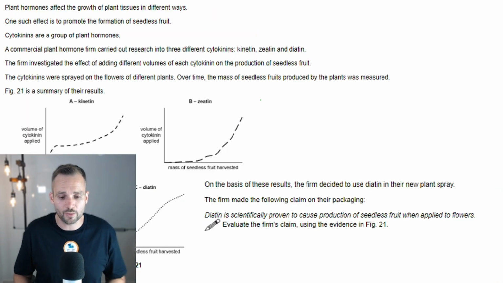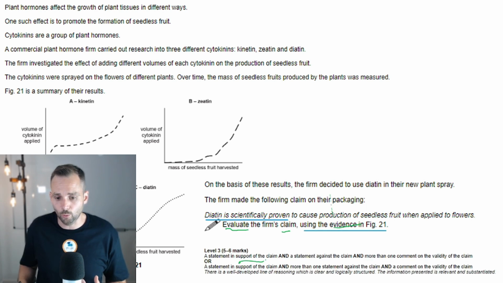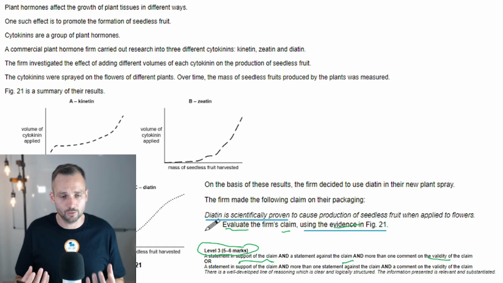Now, another example of that is this question here, where you're asked to evaluate, that means for and against, and discuss validity, a firm's claim using evidence. So, for instance, for leveling this question, you need to give evidence for, because that's what an evaluation is, evidence against, and you need to have discussions on validity. You had to give in support, for, against, and validity. All of that is required to get you into the top level. So without that discussion on all of those things which you'll learn in A-level biology, you won't be able to get in the top marking bracket.